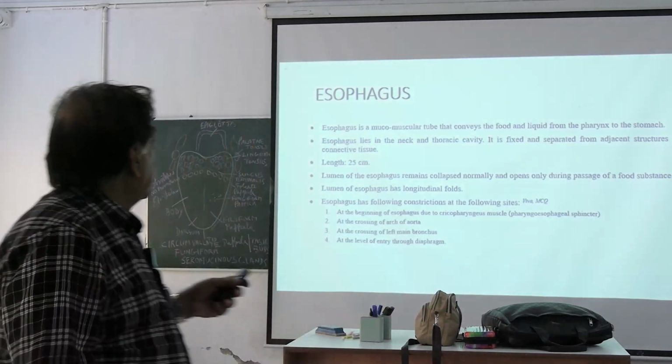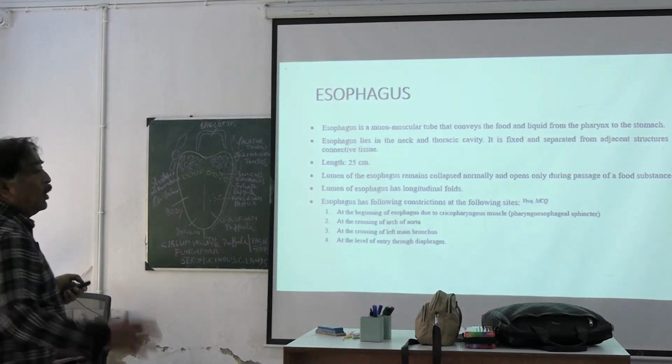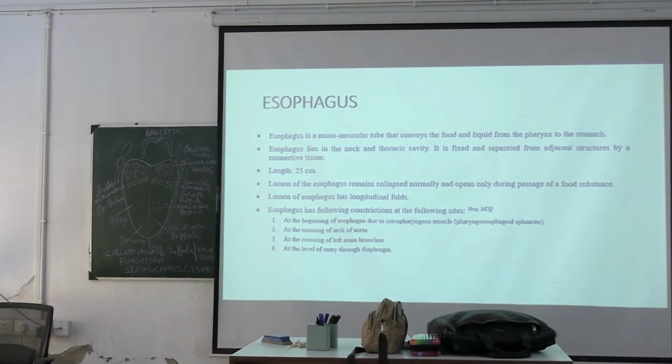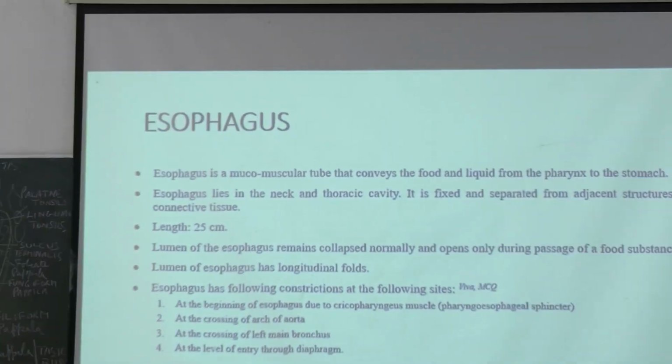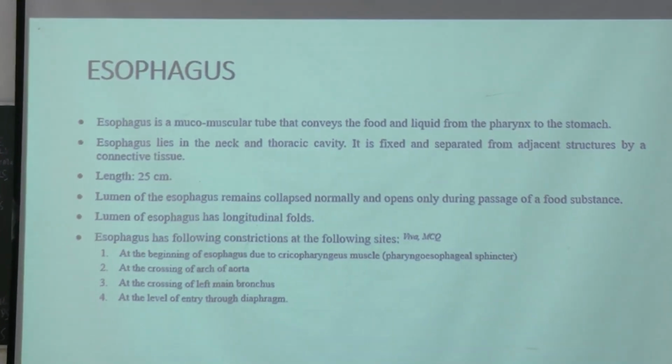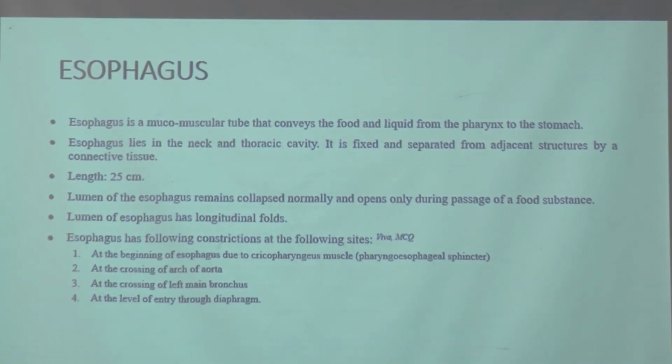Okay. Now esophagus. All GIT is the same pattern; only a few features alter according to their function. Now esophagus is a muco-muscular tube and conveys food and liquid from the pharynx to the stomach. Esophagus lies in the neck and thoracic cavity. In the histology lab, wear gloves, those big gloves of mine.